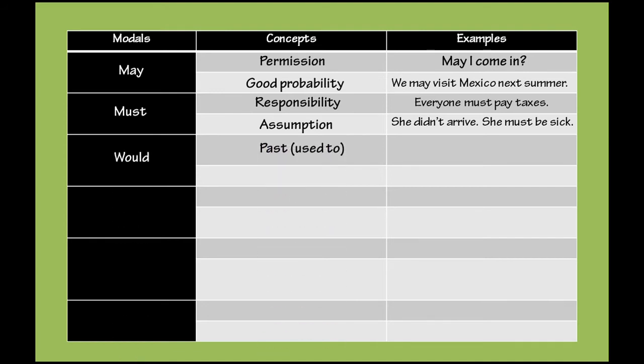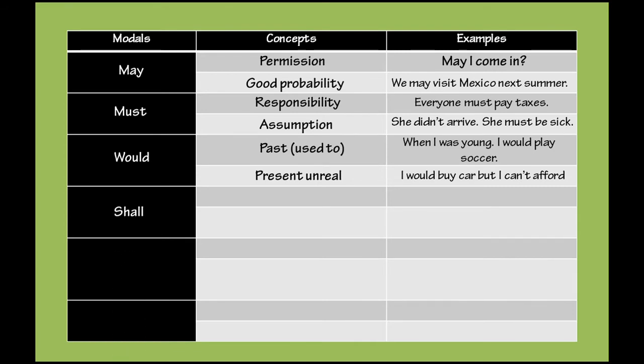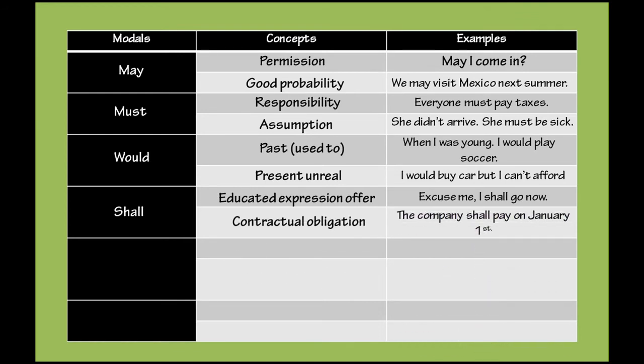Would. Past, used to. When I was young, I would play soccer. Present unreal. I would buy a car but I can't afford it. Shall. Educated expression offer. Excuse me, I shall go now. Contractual obligation. The company shall pay on January 1st.